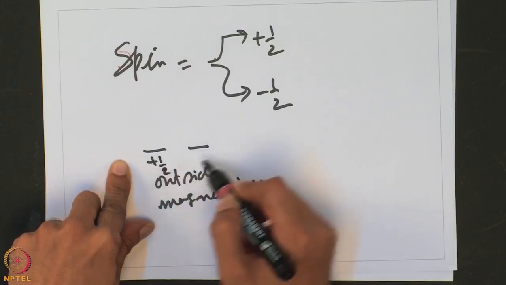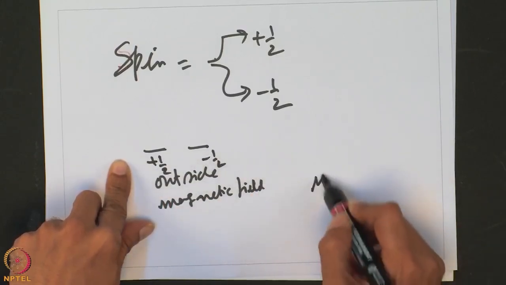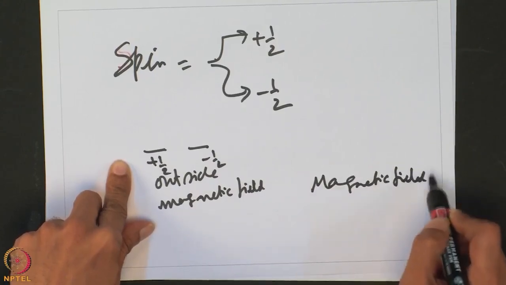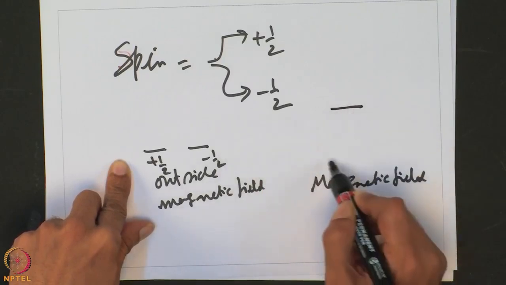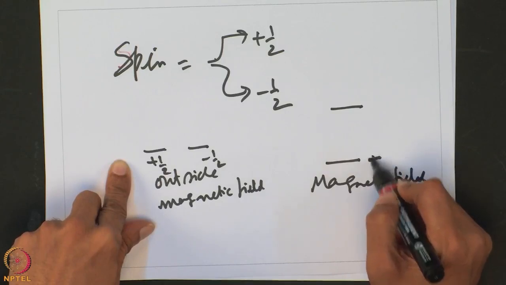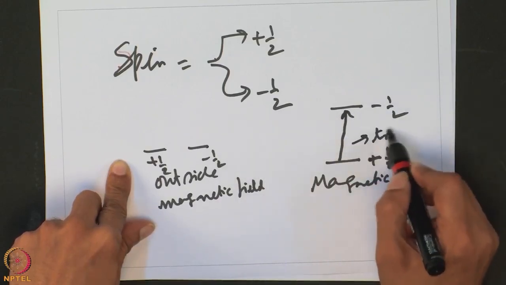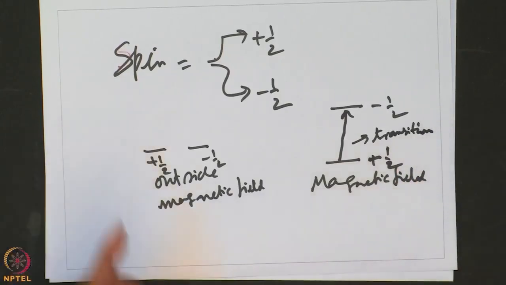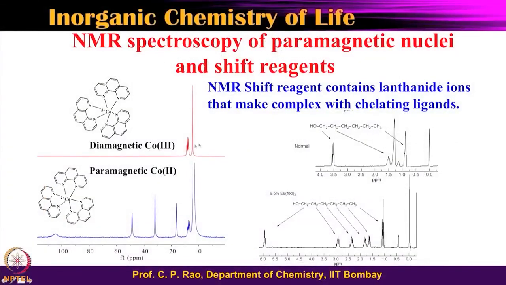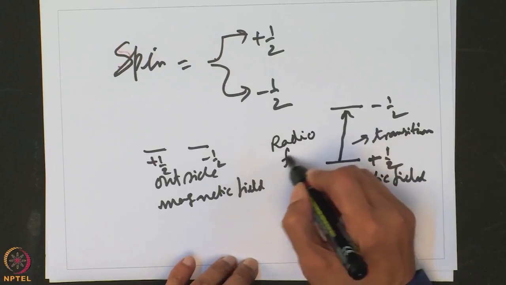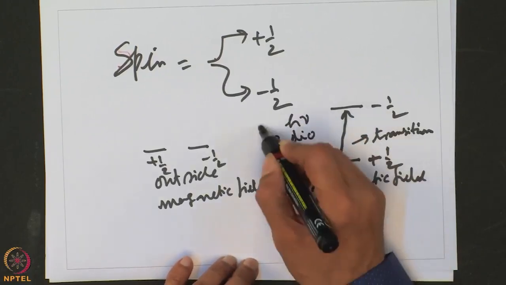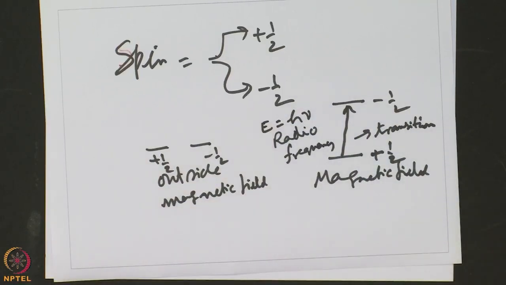so let's say plus half and minus half, and you apply a magnetic field. So in the magnetic field, these are split into the plus half and minus half, okay. So the species goes from one to the other, this is the transition. In other words, you cause a nuclear spin transition going from one kind of spin to the other spin. This requires energy, and this is in the radio frequency, h nu. So by supplying that kind of energy, you can cause the transition.